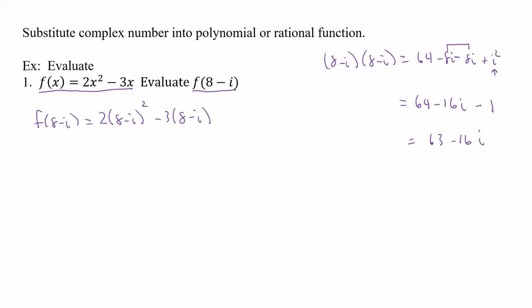Now, I also have to take that times 2. So let's go ahead and take that times 2 before we plug it back together on the left. 2 times (63 minus 16i). Well, 2 times 63, that's going to be 126, and then minus 32i. Okay, so all of this took care of this piece here. So now we got 126 minus 32i.